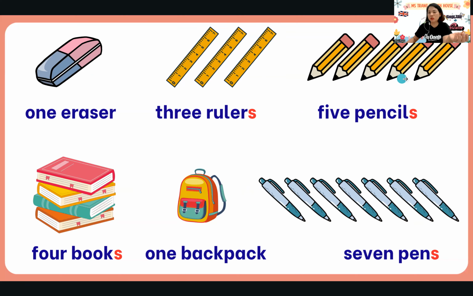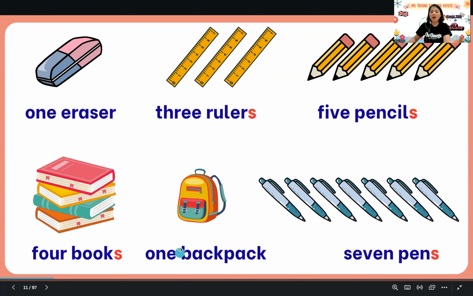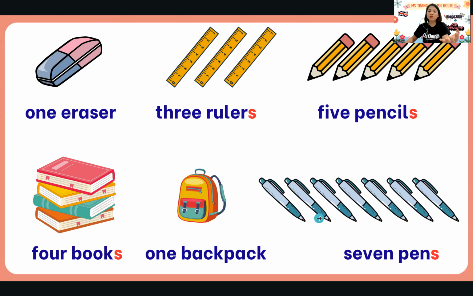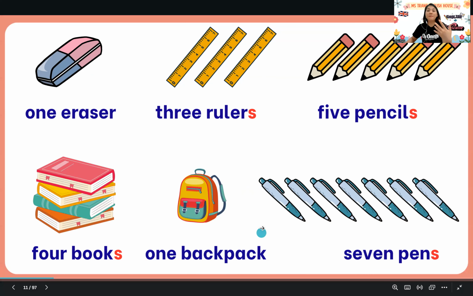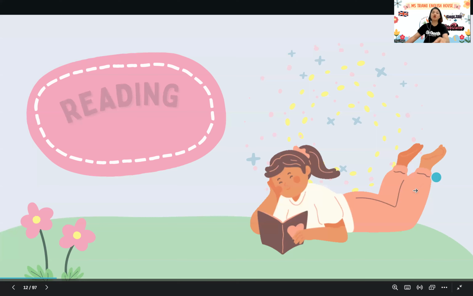And how many pencils? Có bao nhiêu cái bút chì nhỉ? One, two, three, four, five. You say five pencils. And how many books? One, two, three, four. Four books. And how many backpacks? One backpack, right? How many pens? One, two, three, four, five, six, seven. And you say seven pens. Đó, các bạn lưu ý nhé.